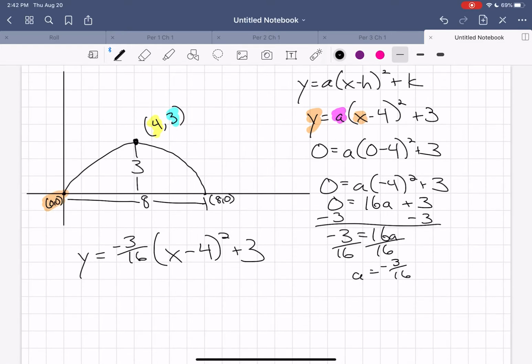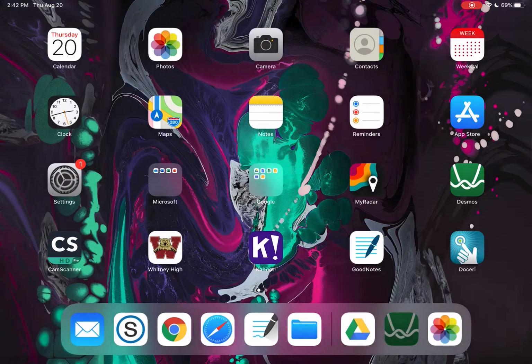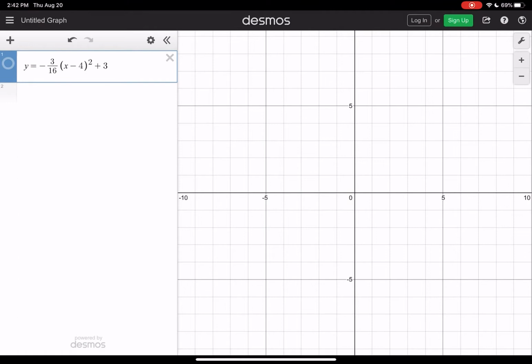Then you can always type it into a graphing calculator to make sure you're right. I have already done that over here. If I graph our equation, you can see that it does hit 0, 0, 4, 3, and the point 8, 0. So it looks like we got it right. So hopefully this helps you with 13, and then it should help you with the rest of them as well. See if you can follow that same process.